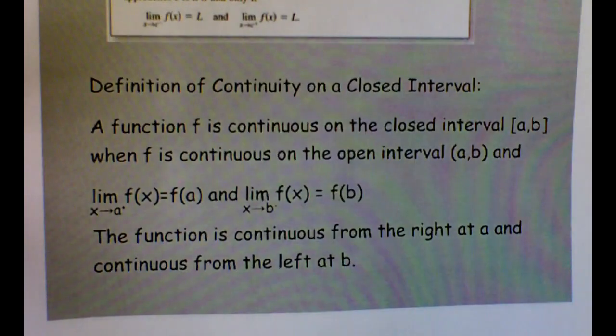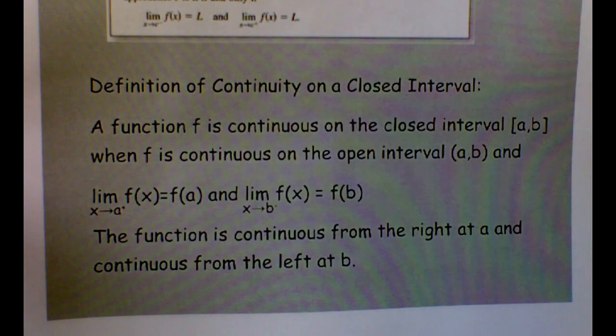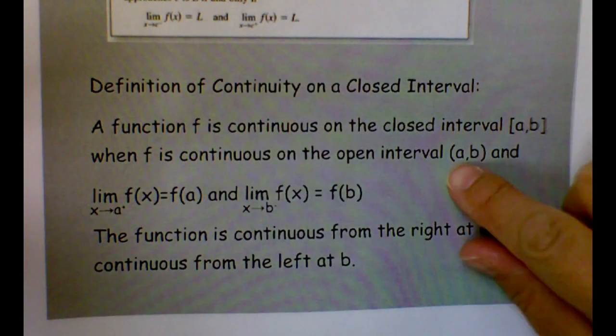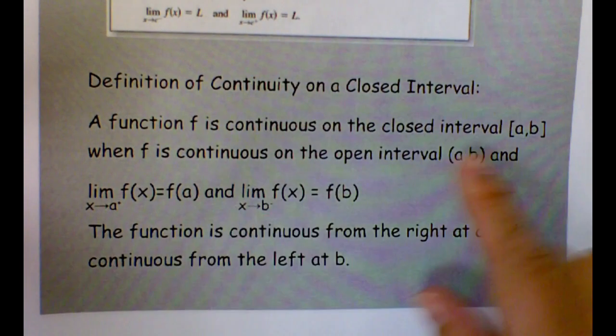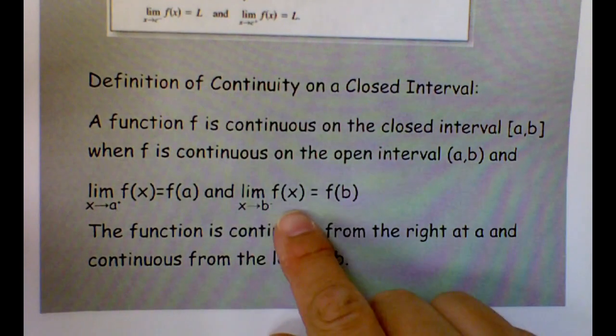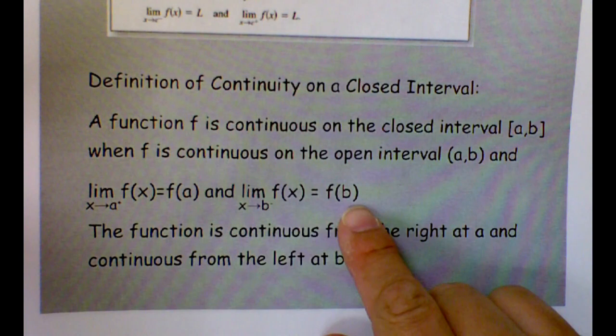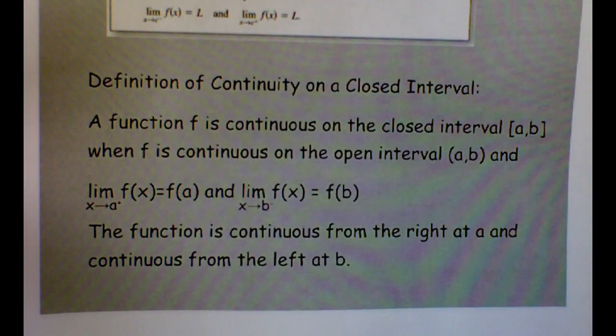And then the definition of continuity on a closed interval. A function f is continuous on a closed interval if it's continuous on the open interval, which we were just dealing with, and the limit as x approaches a from the right is f of a, and the limit as x approaches b from the left is f of b. So the function is continuous from the right at a and continuous from the left at b.